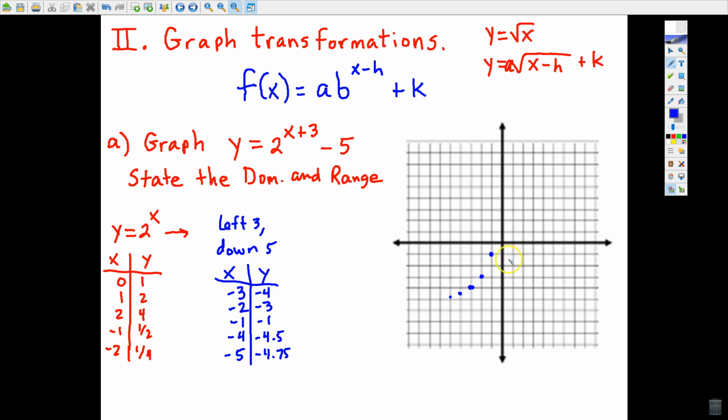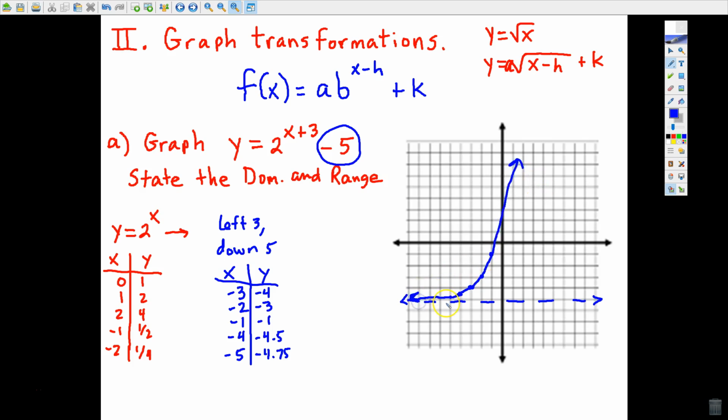Now, a couple of things we need to notice. We no longer have a horizontal asymptote here at the x-axis, because our graph has shifted. It shifted 5 units down. So the effect of that is to shift our horizontal asymptote 5 units down. The entire graph, in essence, shifted 5 units down, which affects our horizontal asymptote. So now I'm approaching the line y equals negative 5, but I'm never going to touch it.